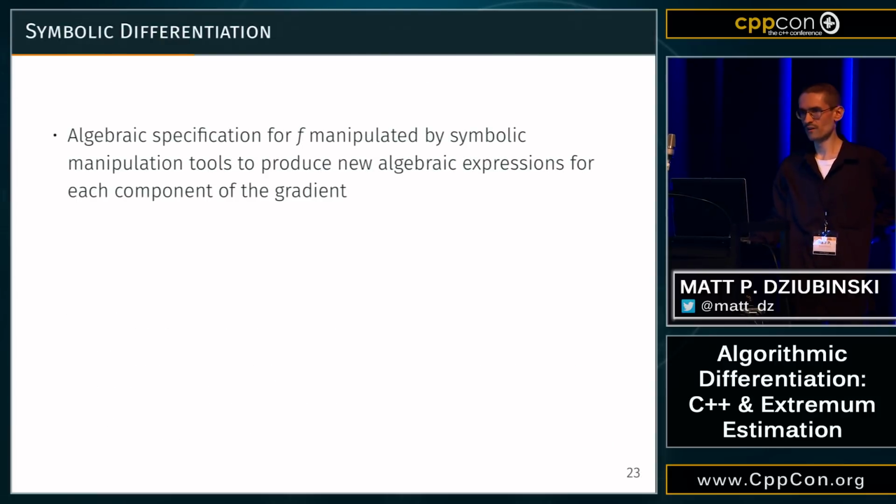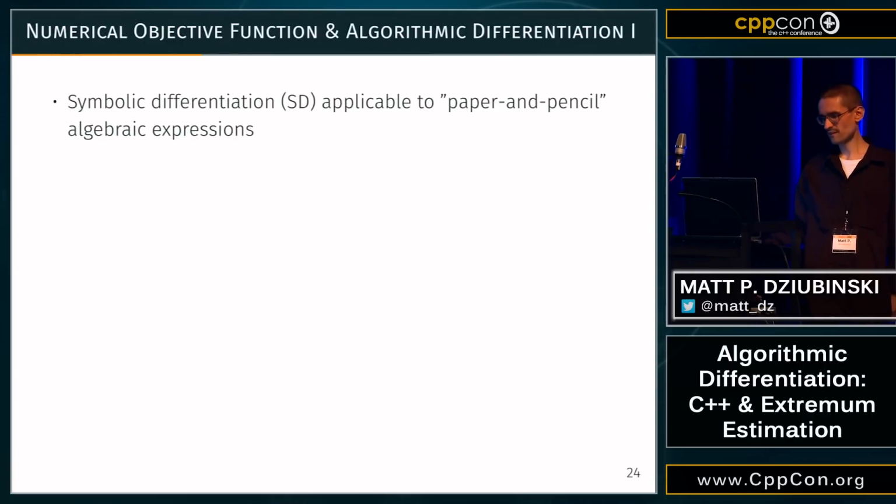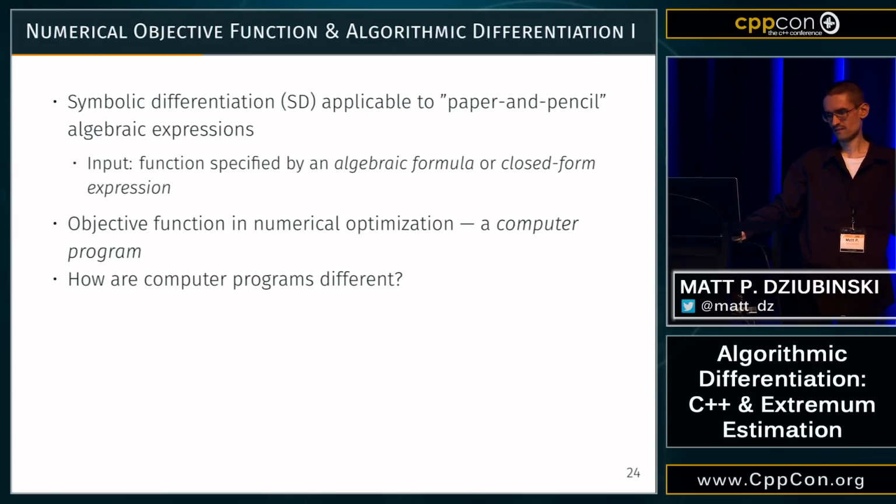Next idea is to use symbolic differentiation. Maybe we could encode the known formulas for the derivative of every single expression there is, at least every single expression that we're going to use in our program. Problem is, symbolic differentiation is mostly applicable to algebraic expressions, something you could write on a piece of paper. And computer programs are, again, a little bit different. They happen to have those things called variables, which, well, vary.